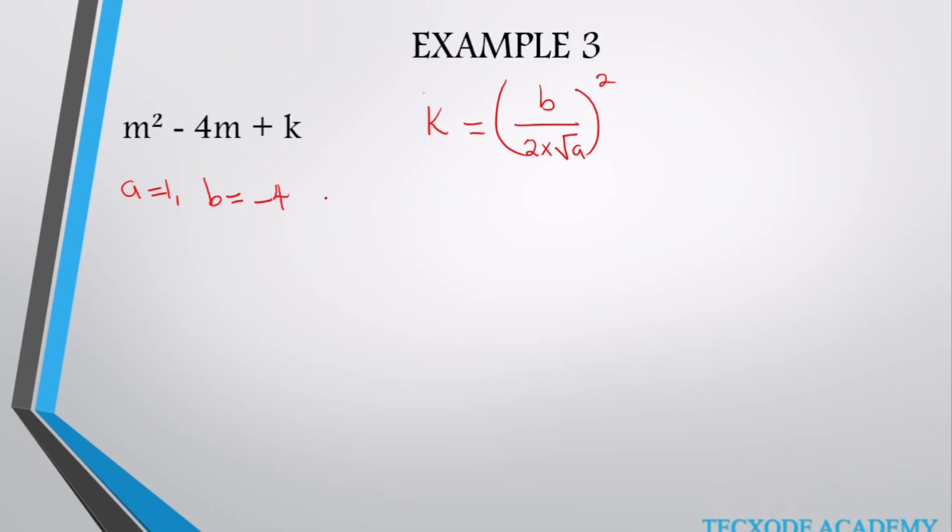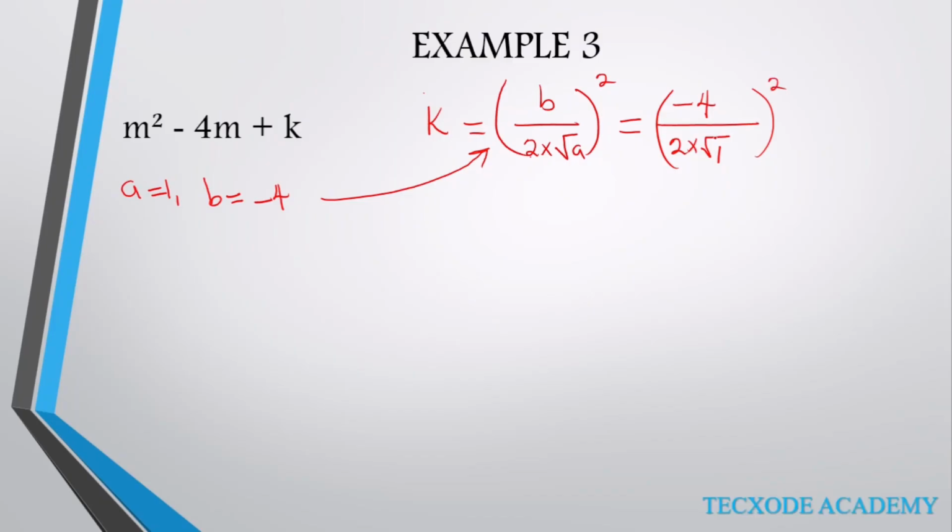And we're looking for k, so we're going to put these two into this equation and see what we're going to get. Since we know b is negative 4, I'm just going to put it right there. And 2 multiplied by the square root of a. A in this case is 1. So we put 1 there and we square everything like we always do. After doing this, what do we do next? We try to simplify this as much as we can. Now we do negative 4 over, now the square root of 1 is 1 and 2 multiplied by 1 would give me 2. And all of it will still be raised to the power of 2.